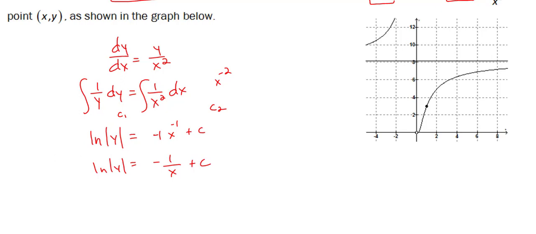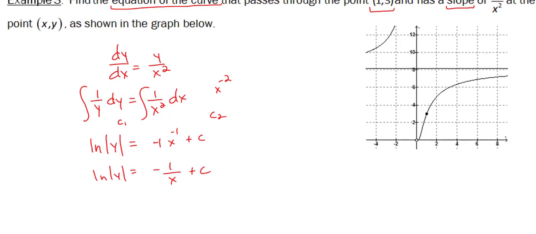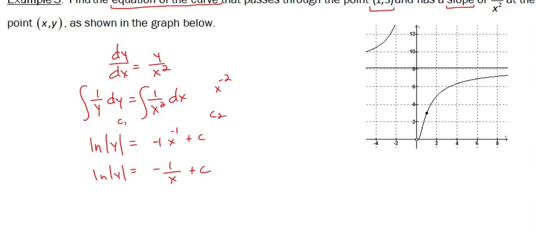Okay, here's two things we can do right now. Number one, we could solve for c at this point right now. Number two, we could solve for y and then solve for c. It's up to you guys. What do you want to do?